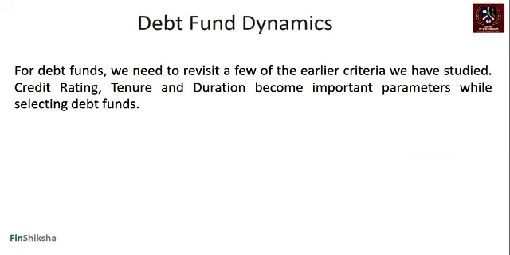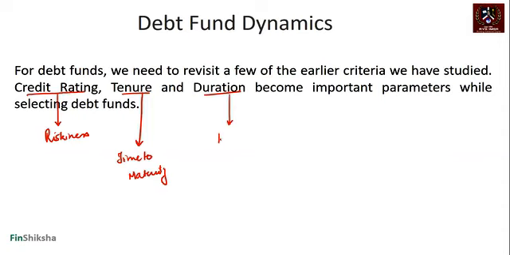So for debt funds, we need to revisit a few of the earlier criteria that we've already studied. Credit rating of the underlying bonds, tenure of the underlying bonds, and duration of the underlying bonds become important parameters while selecting a debt fund. What is credit rating? Credit rating is basically going to tell us about the riskiness of the bond. Tenure is the time to maturity, and time to maturity is useful in explaining what kind of risks the fund has in terms of the amount of time it will take before it returns your money.